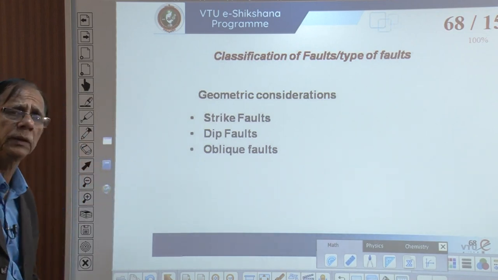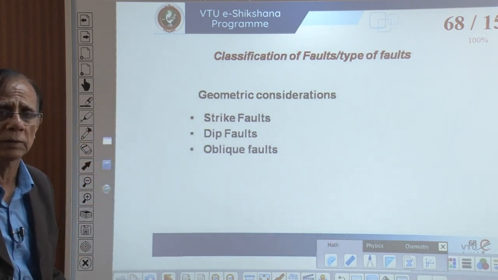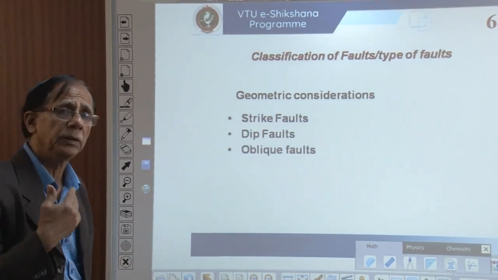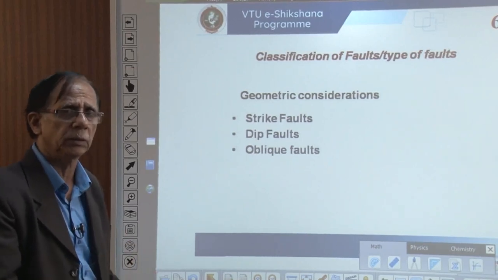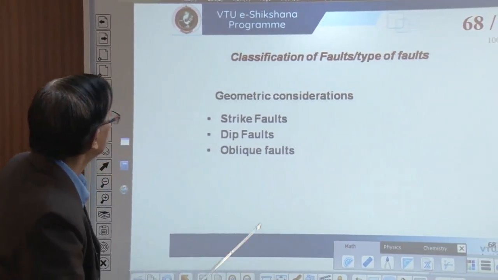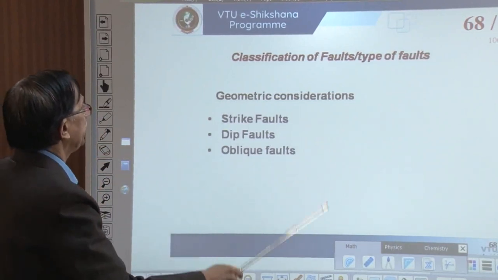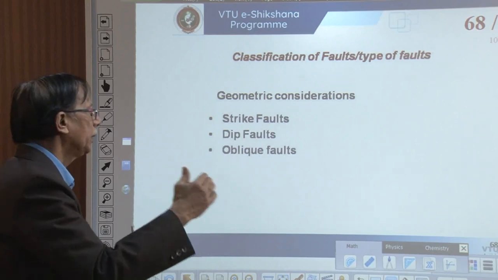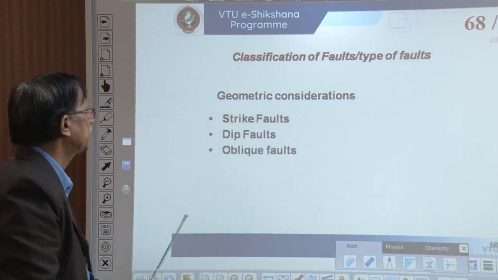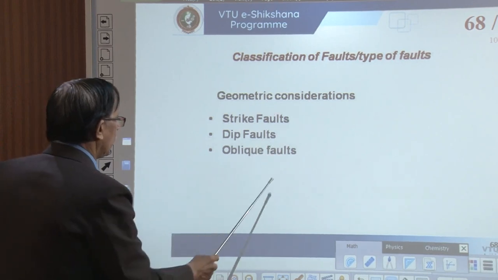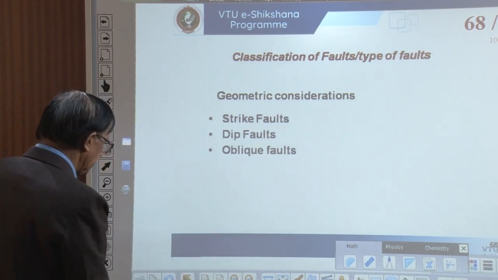So whenever there is a fault, obviously we try to classify it. We try to understand what the effect of these is on the strength of the rocks, on the site condition, etc. Generally, based on the geometry with respect to the local structure, local condition and local topography, the strike fault, the dip fault or oblique faults are the general simple classification.